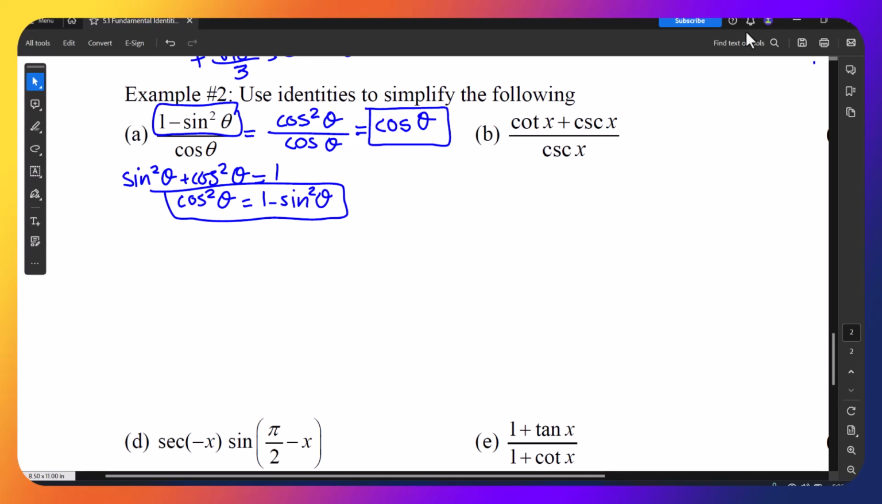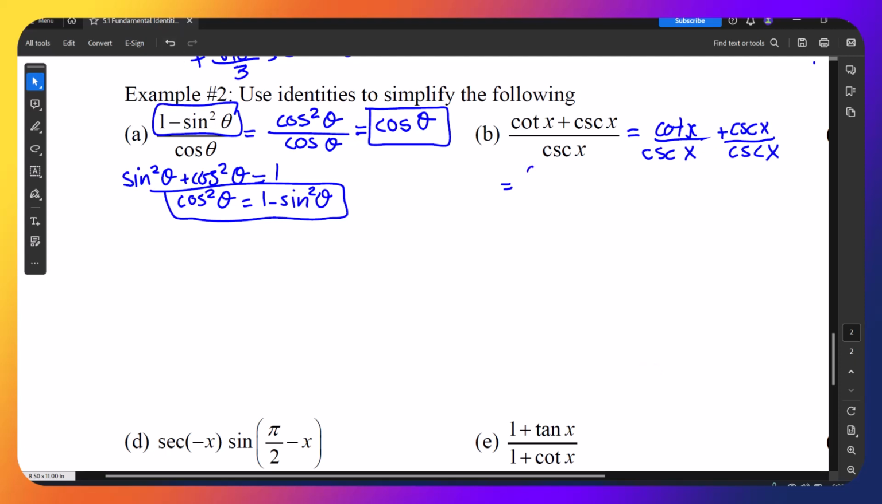Moving on to letter B, we have cotan of x plus cosecant of x divided by cosecant of x. So as you can see, there is a lot of similarity in the numerator and the denominator. So what I'm going to attempt to do first is split up this fraction into 2. So I'm going to rewrite it as cotangent of x divided by cosecant of x plus cosecant of x divided by cosecant of x, and then simplify each fraction separately.